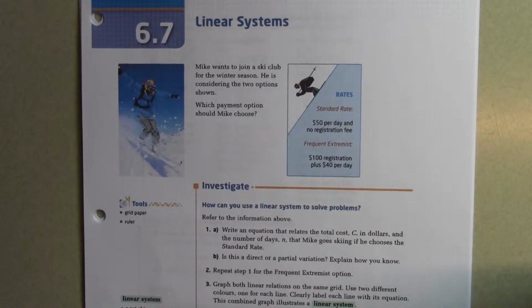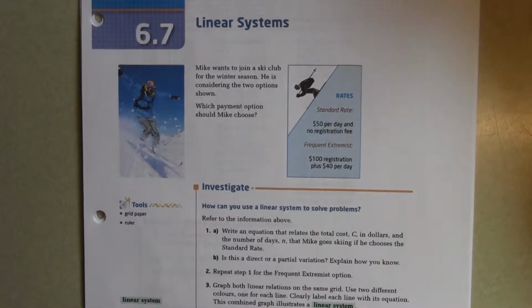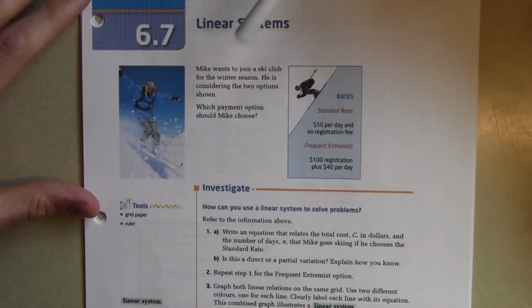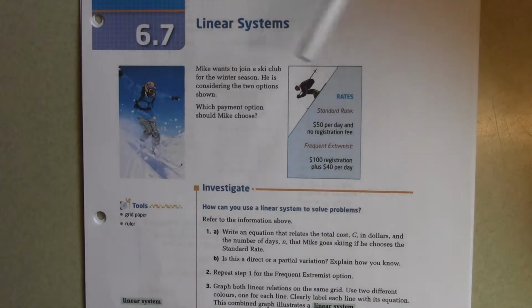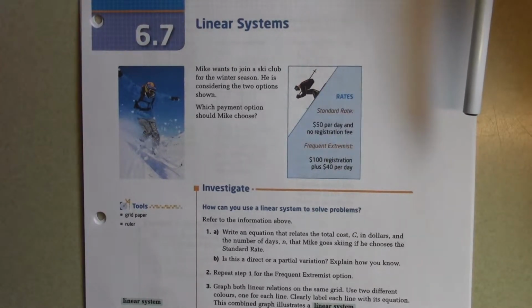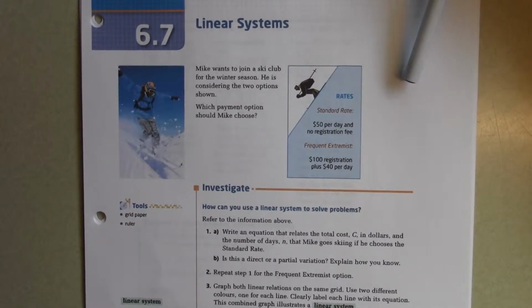Okay, this is section 6.7, linear systems. Mike wants to join a ski club for the winter season. He's considering the two options shown. Which payment option should Mike choose? So he's got the option of standard rate or frequent skier rate.